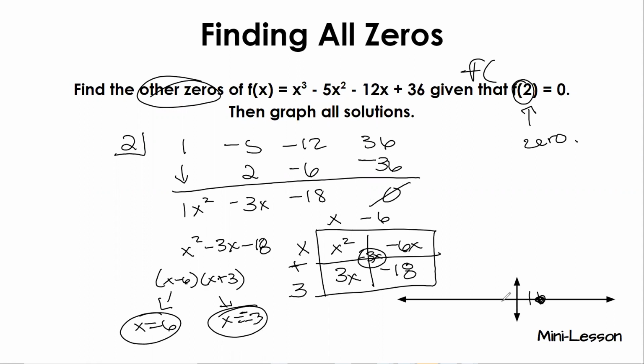Okay, so we're going to have 2. We're going to graph it, -3, and then 6. Now, this is a cubic function. That means that it's going to start down here at the bottom, go up, pass through, and then go back up.